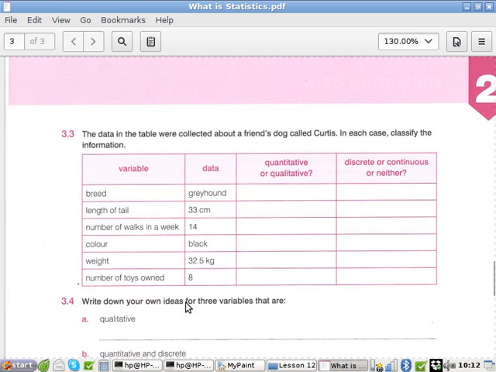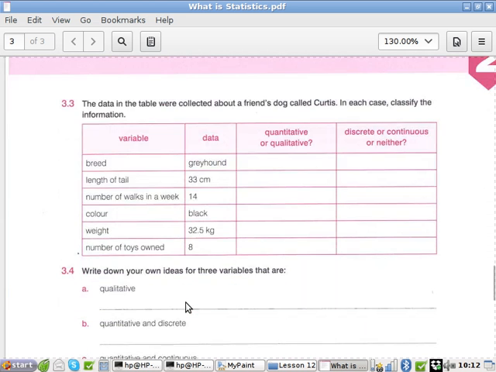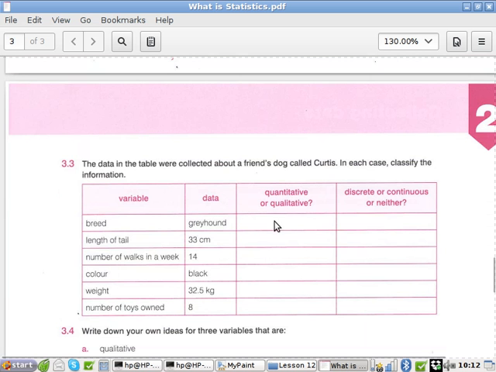Okay. Here's some more for you to practice. Here you have to say if it's quantitative or qualitative, and then if it's discrete or continuous. But wait, remember, if it's qualitative, it's neither continuous or discrete. Okay? So we'll finish this table now, if you want to try that.